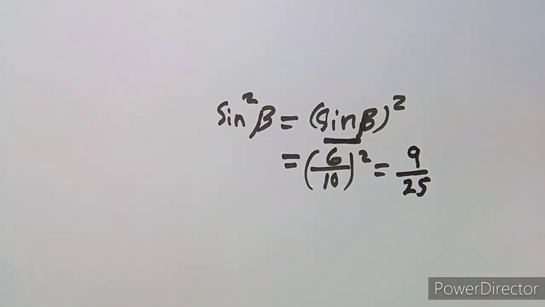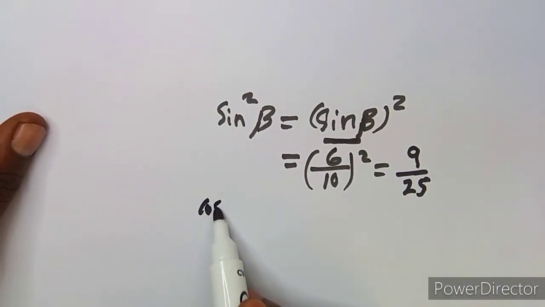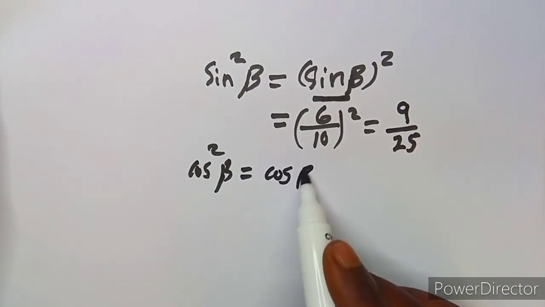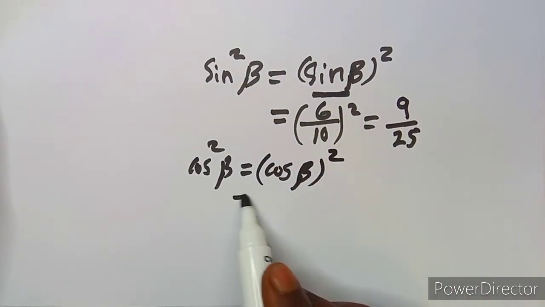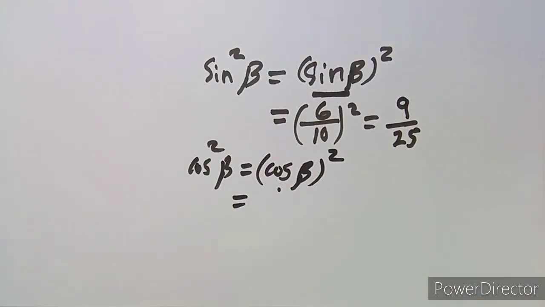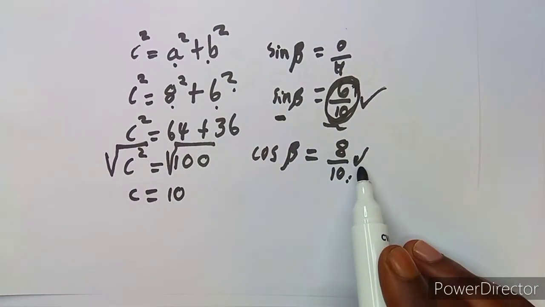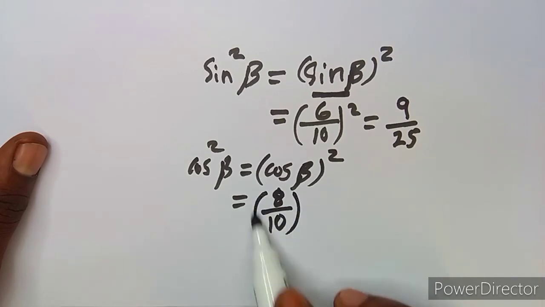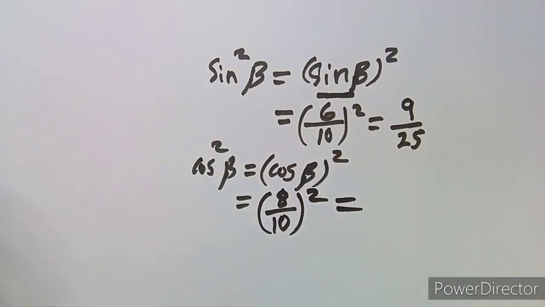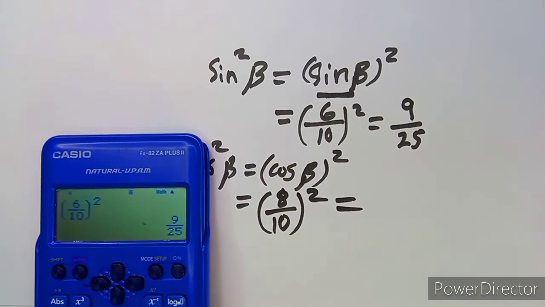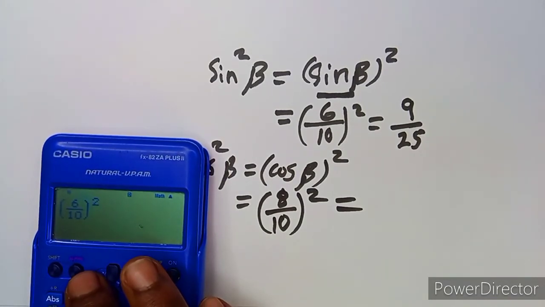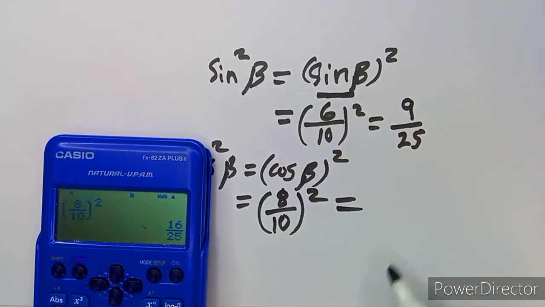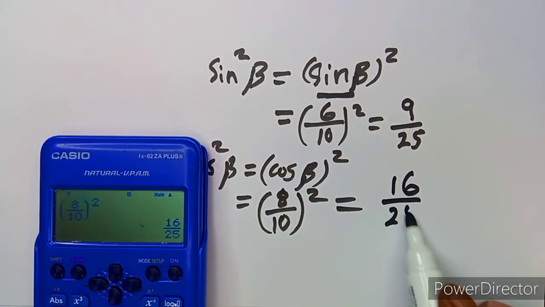Okay, we move on to cos squared beta. We do the same, it is the same as cos beta squared. Okay, so what is the value of cos beta? We obtained that it's 8 over 10. Okay, so it's going to be 8 over 10 squared. Okay, so let's obtain the value. Just change the 6 to 8, it is going to be 16 over 25. So you've got 16 over 25.